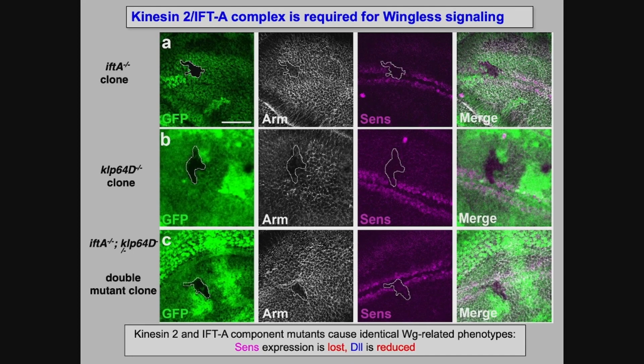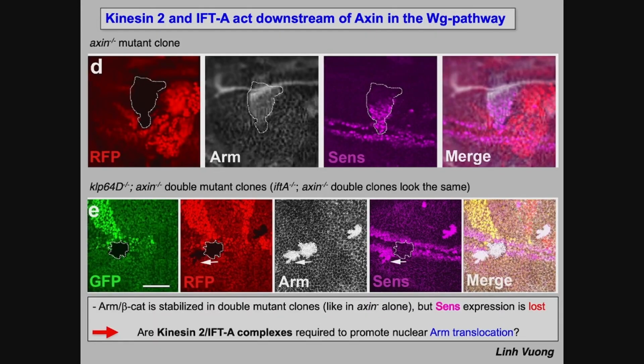So we then asked the question, genetically, can we place it in the pathway? Can we put it upstream or downstream of certain well-known components through genetic epistasis? If we, for example, take axin, which is one of these scaffold proteins in the destruction complex, and you make an axin mutant clone marked here by the absence of red, you see an increase of Armadillo, Drosophila beta-catenin, and in that context, almost every cell in a certain range from the source will express Senseless. So you get indiscriminate full activation of the pathway.